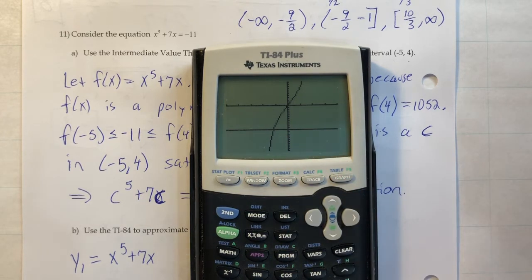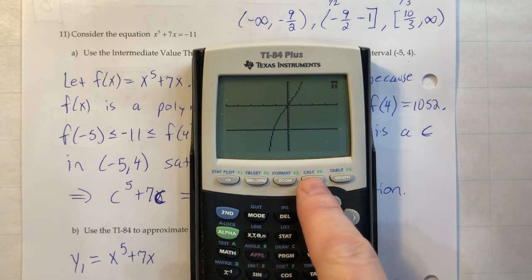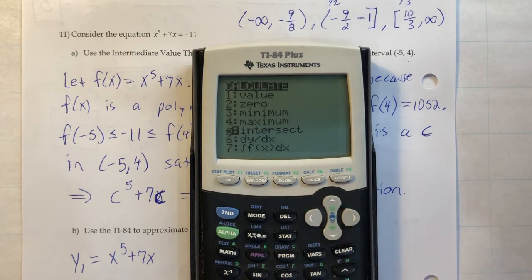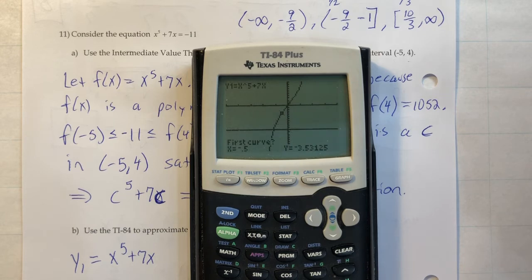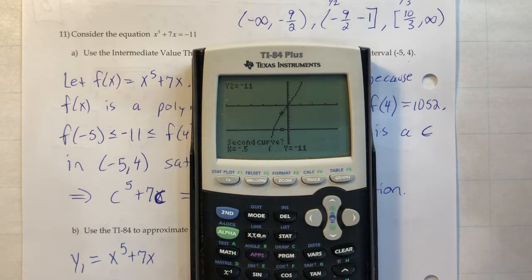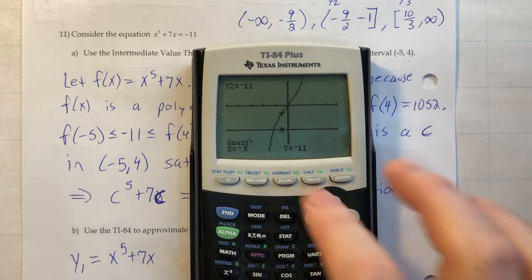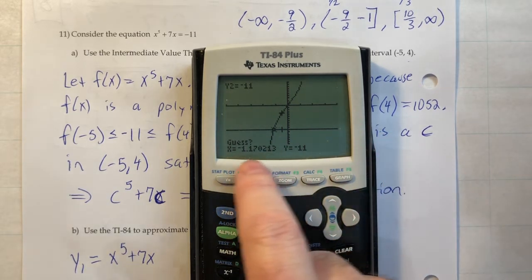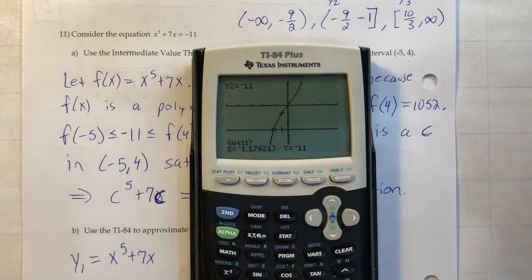To figure out where they hit each other, you want to go into the calc menu, so I hit the blue second key first, and then choose intersect. And then they want to know, is that my first curve? Yes, so I just pressed enter. Is y2 equals negative 11 my second curve? Yes, so I just press enter. And then they want to guess at the point of intersection, so just move nearby. Make sure you don't write that number down. That's still, notice it says guess.